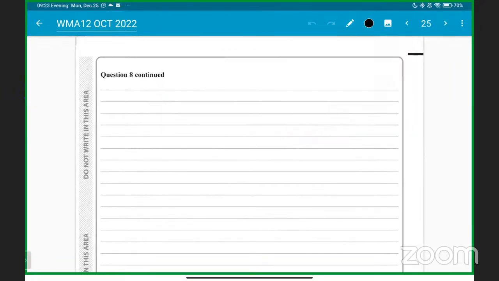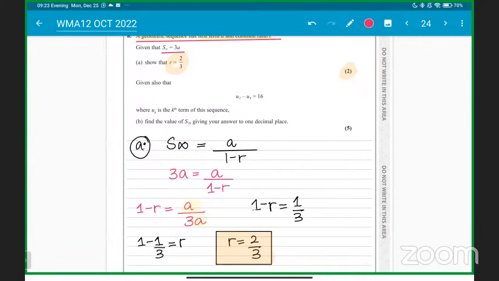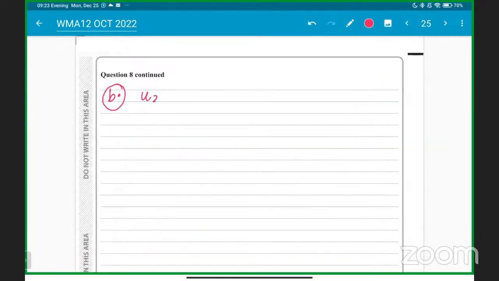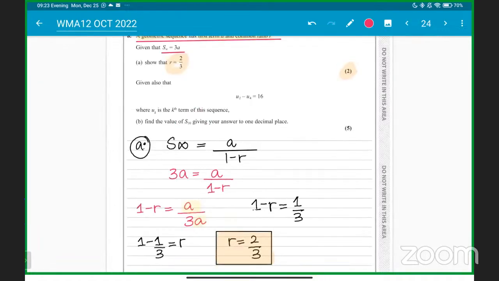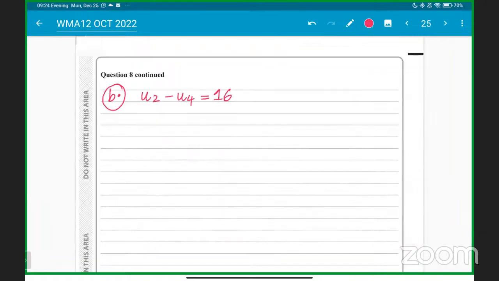For part B, what we have is basically given also that U2 minus U4 is 16. Which means the second term minus the fourth term is equals to 16. You have to find the sum of the first 10 terms. This is 5 marks, which means a lot of working, but it's not difficult, okay? Where U_k is the k-th term of the sequence. So with the help of this, you have to find the sum of the first 10 terms for the geometric sequence, okay? Getting it clear?